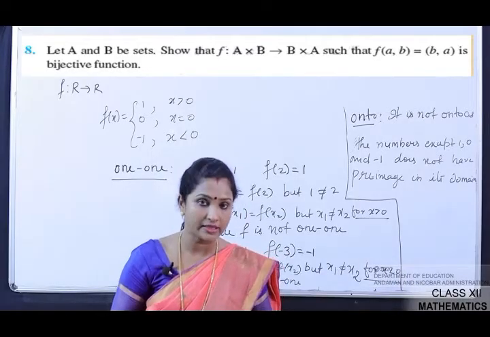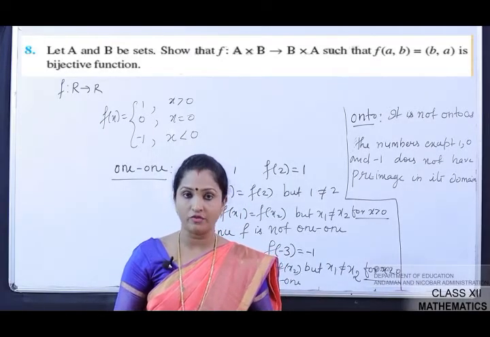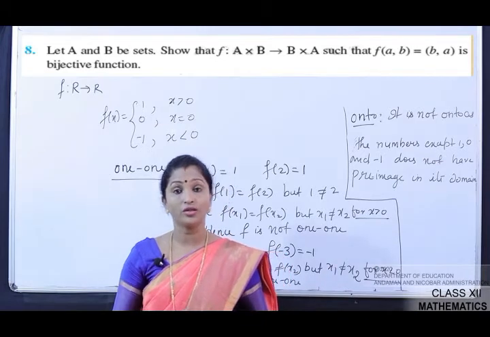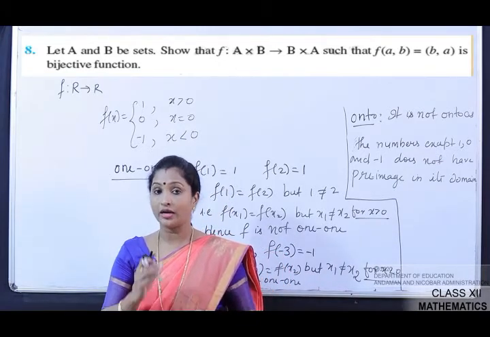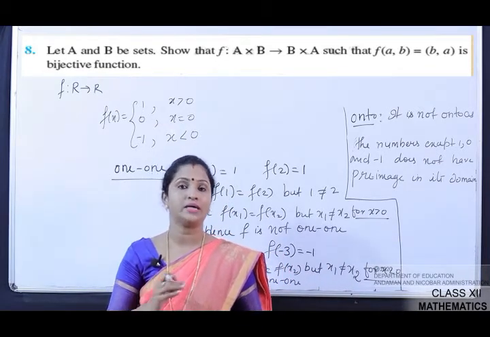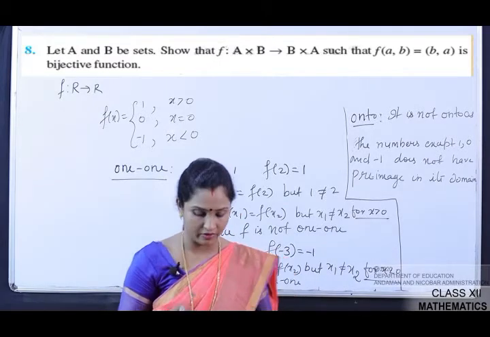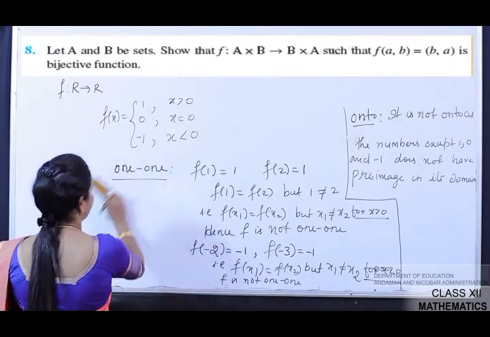What is the meaning of bijective? The bijective means you have to prove that the function is both 1 1 and onto. अगर ये 1 1 onto हो जाता है तो आप बता सकते हैं कि function क्या है, bijective है. Now let's see how to prove this question.